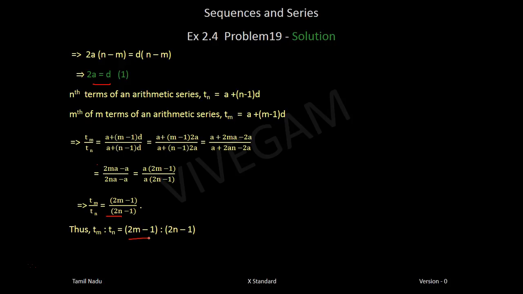It will become clear. Anyway, broadly the steps are: you assume a and d to be the first term and common difference, find Sm and Sn and divide them, equate it to m square by n square as given in the problem, and simplify it. You will get a relationship between a and d. Use that relationship, which is 2a equal to d, in tm divided by tn. Simplify it. You will get that ratio.